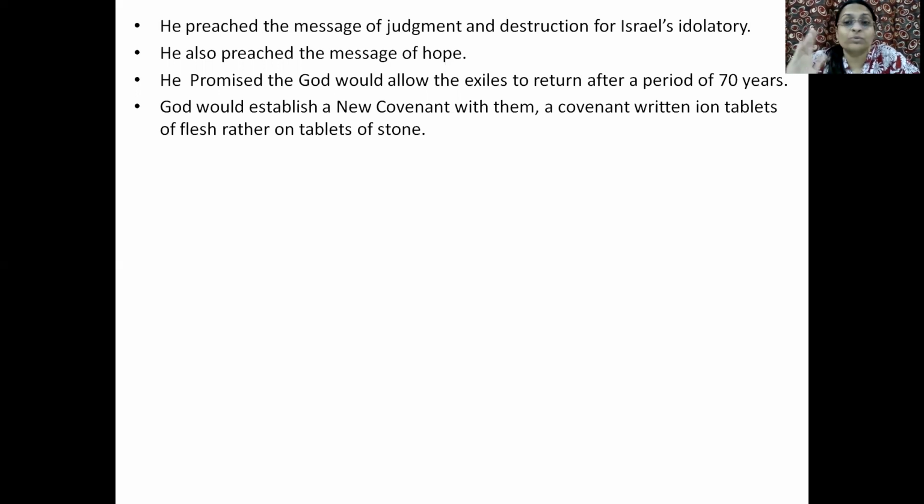Jeremiah is the only prophet who mentions that after 70 years the people are going to come back and God is going to bring them back. He does not stop at the judgment; he gives them hope that after 70 years they are going to come back. So God would establish a new covenant with them.